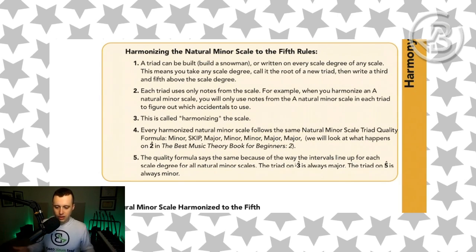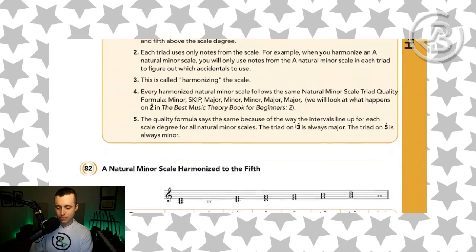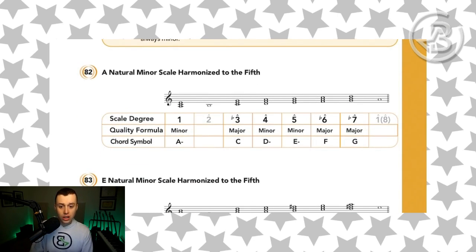For example, the triad built on scale degree flat 3 is always major, and the triad built on scale degree 5 is always minor. Let's take a look at an A natural minor scale and break it down with this understanding. So already you can see we're skipping scale degree 2. Don't worry about scale degree 2. It has a totally different type of quality, a totally different name, and we're not going to worry about that right now.